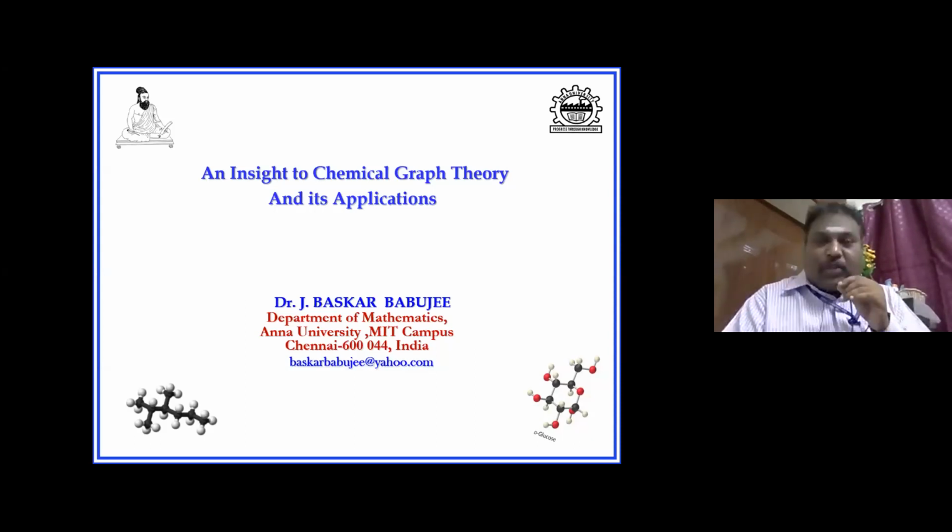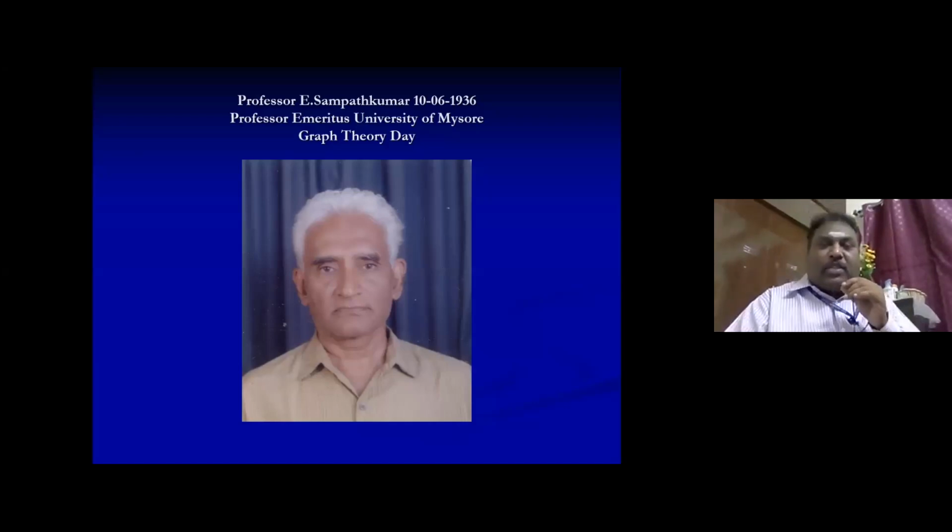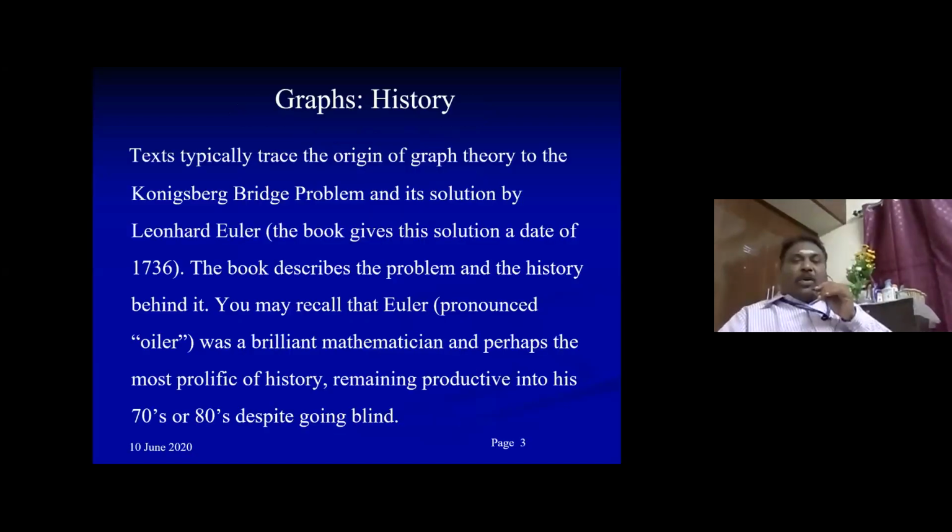Fine. So we start with the history. As we all know, the birth of graph theory is due to the famous Königsberg bridge problem, where Leonhard Euler, the great mathematician, said that you cannot find a solution for that Königsberg bridge problem. The reason he mentioned it, and a great person, Euler, is again called the father of graph theory.